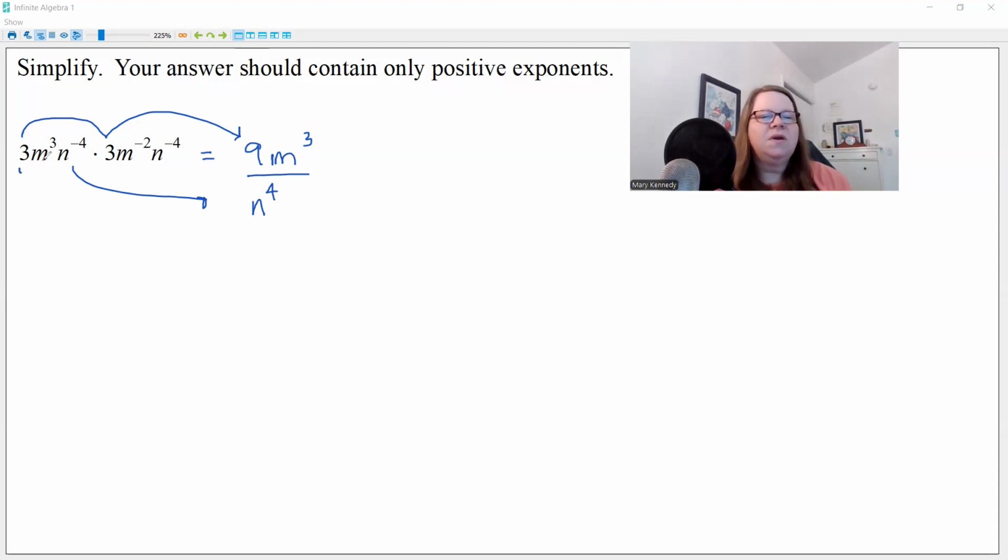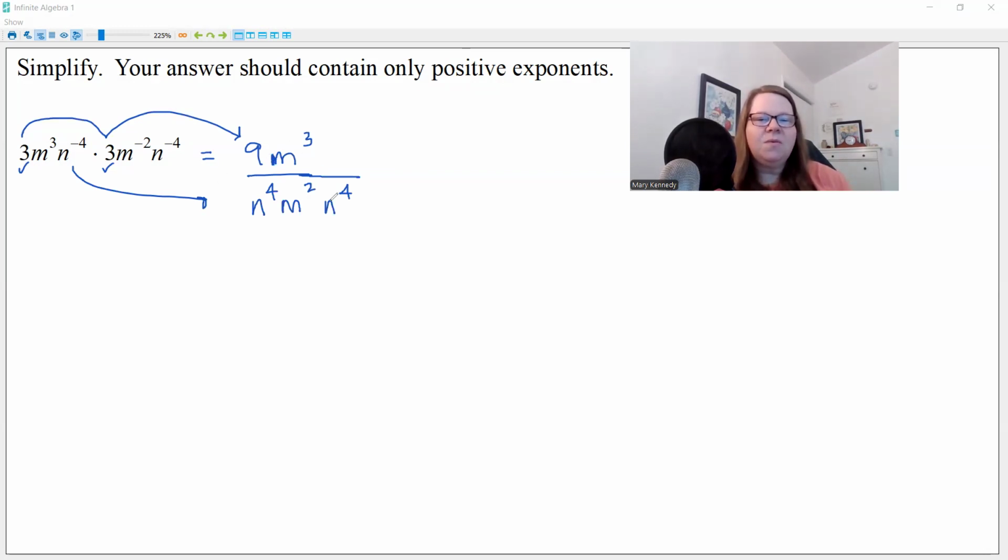All right, the 3's we already multiplied. Now we've got an m to the negative 2, so we're going to move that to the bottom. It becomes positive. Let me extend this line. And n to the negative 4 is going to move to the bottom, into the positive 4. Remember, when you move an exponent from the top to the bottom, or from the bottom to the top, if it started out negative, it becomes positive. So that's how you do that.